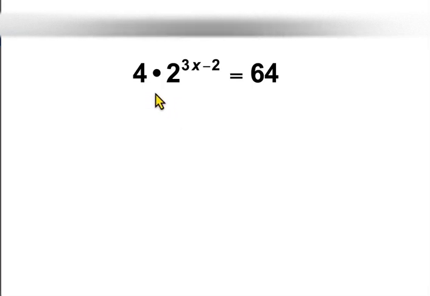Solve this exponential equation for x. In this equation, you can see an expression with x in the exponent of this term. In order to solve the equation, you need to remove x from the exponent and then solve for it.